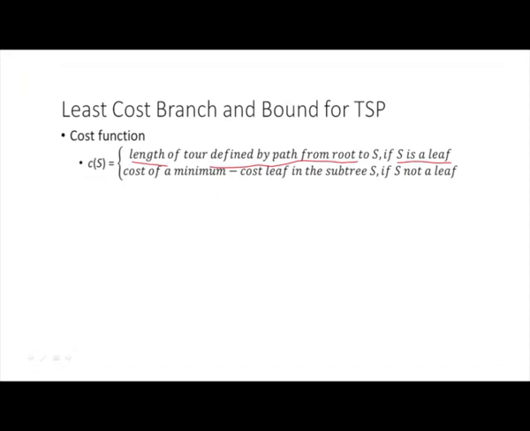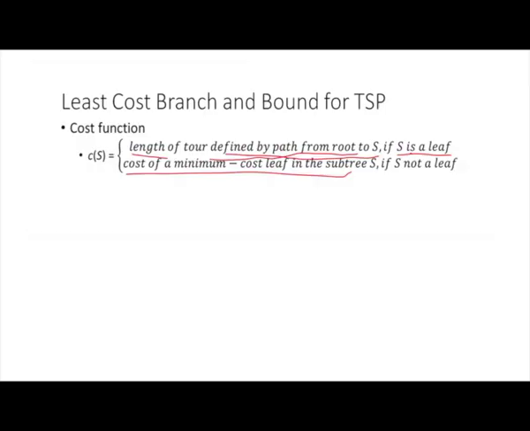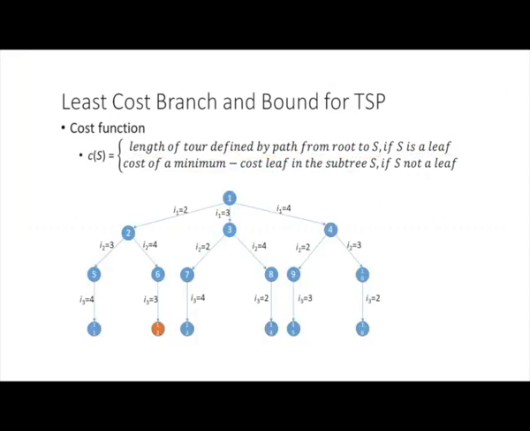So for the cost function, we have mentioned for a leaf node S, the length of the tour defined by the path from root to S. Similarly, if S is not a leaf, then it would be the cost of a minimum cost leaf in the subtree of S. We'll see in a moment what this basically means. Let's look at this tree as an example.